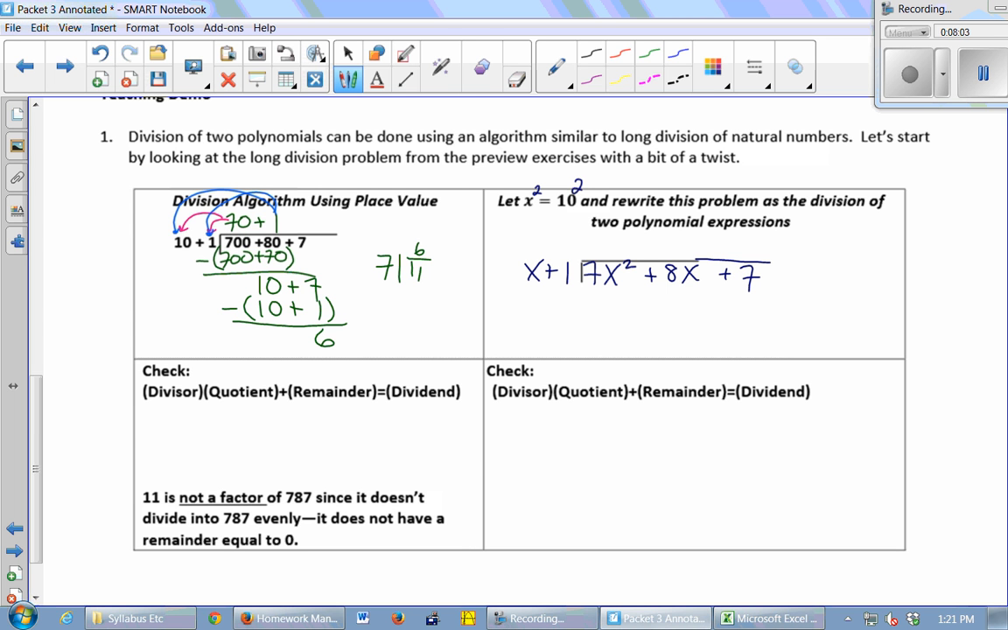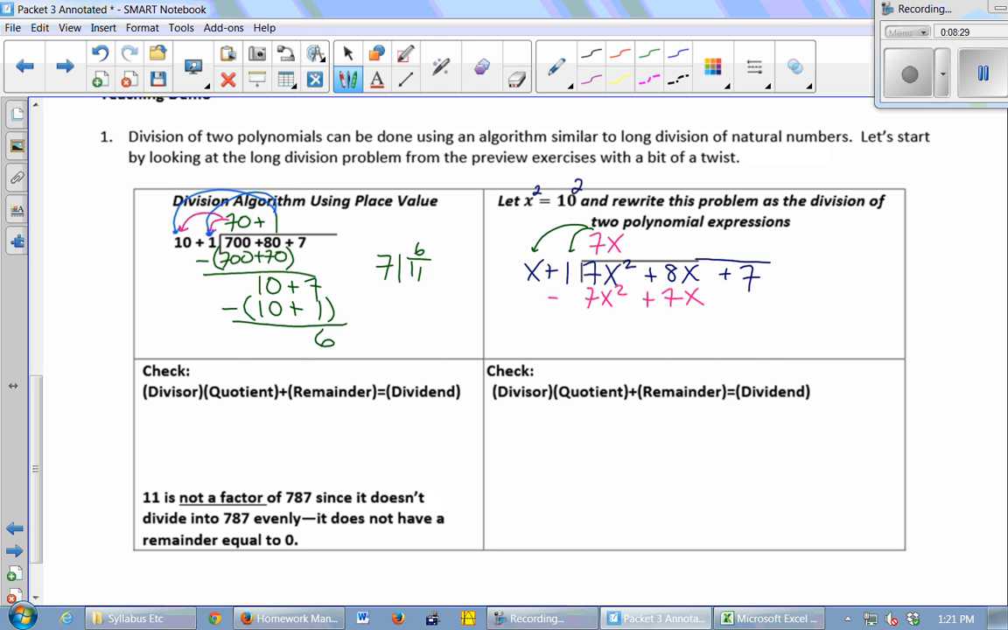Or stated another way, what do I multiply x by to make 7x squared? 7x. So I'm going to put a 7x right here. And then I have to distribute that 7x to the x and the plus 1, right? So the arrows here. 7x to the x, 7x to the 1. 7x times x is 7x squared. 7x times 1 is 7x.